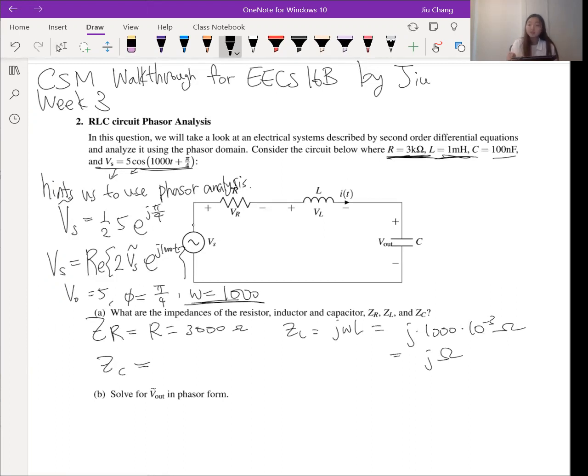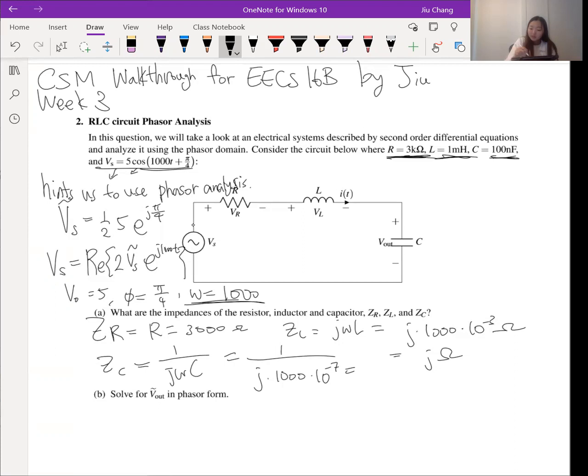Finally, the impedance for the capacitor will be 1/j omega C. Remember, all these formulas might be useful for a cheat sheet, or you could just memorize them. But anyways, plugging in the numbers, we have 1/j 1,000 times the capacitance, which is 10 to the power of -7.